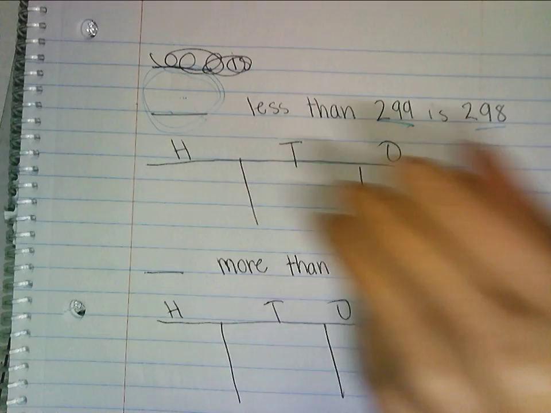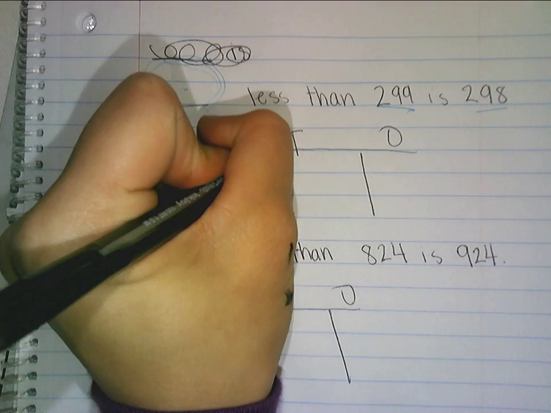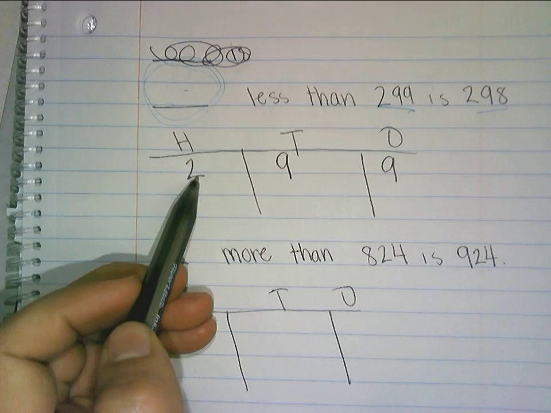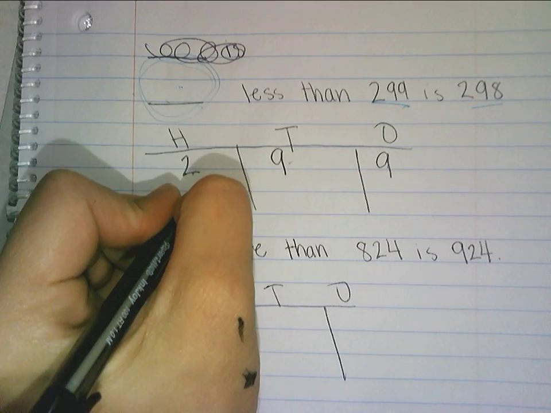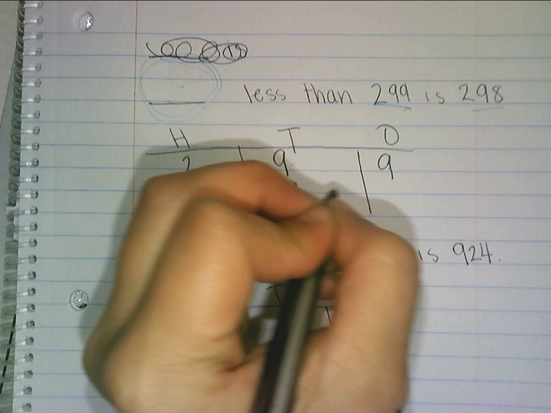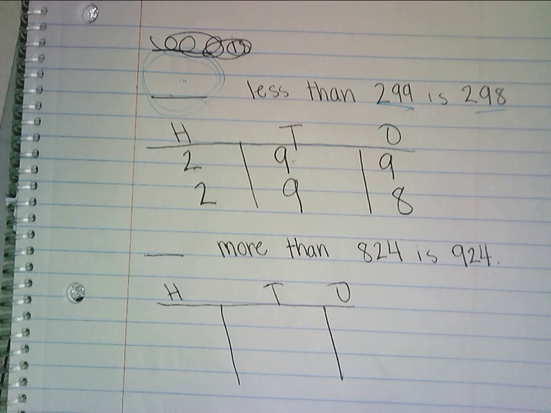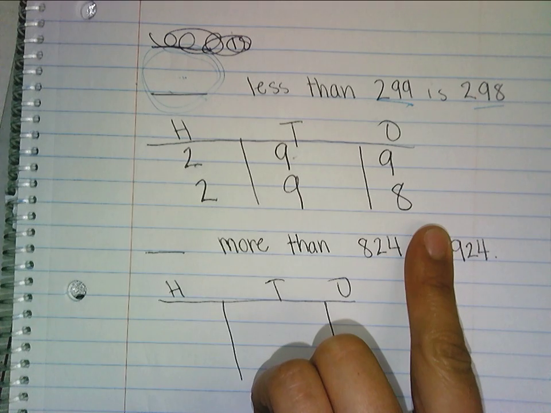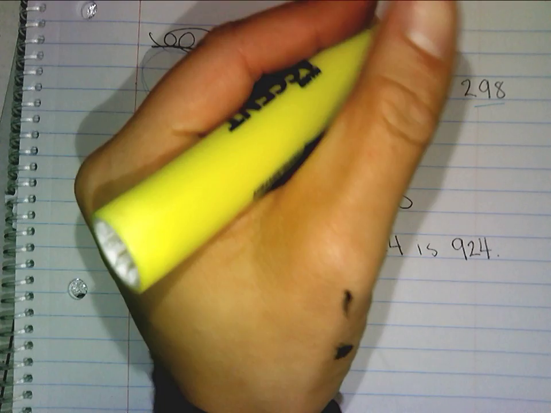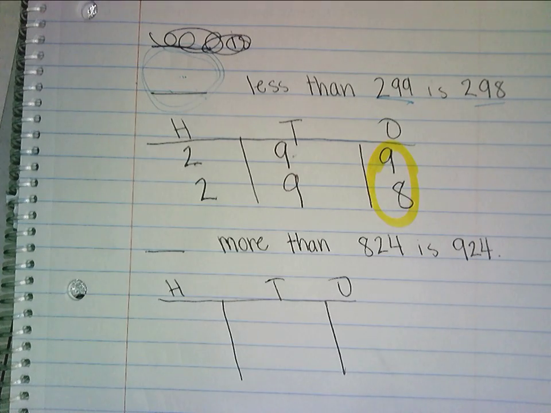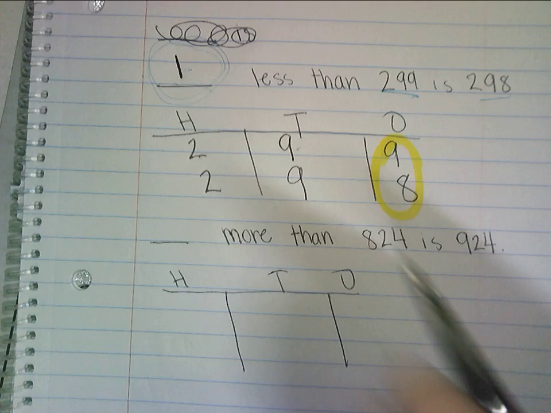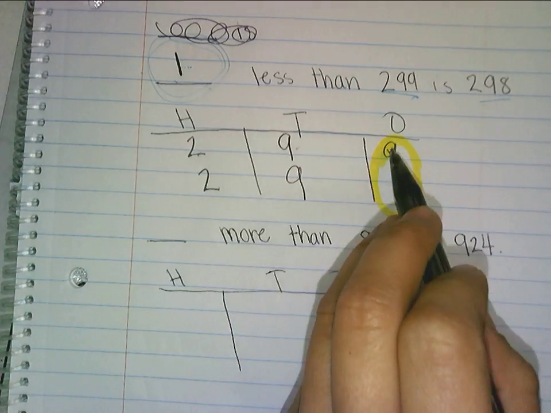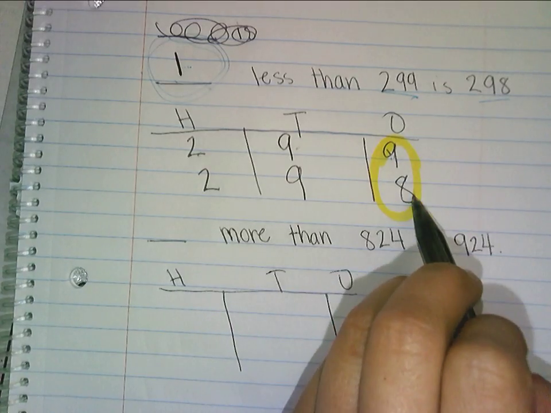So what I like to do is I like to write it on my place value chart in unit form. 200s, 9 tens, 9 ones. Then I'll write the second number below it. What do you notice changed? Did the hundreds change? Did the tens change? Did the ones change? I noticed the ones changed. 9 to 8. It looks like it's counting backwards, so it's taking away, which means it's 1 less because the digits in the ones are the ones that change.